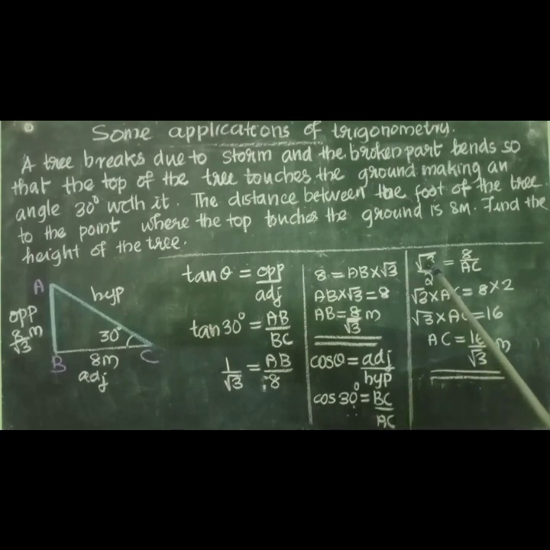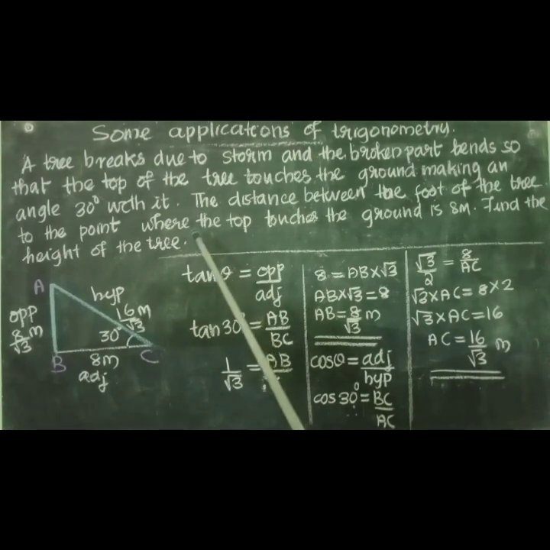We know cos 30 degree equal to root 3 by 2. So root 3 by 2 equal to 8 by AC. Let us cross multiply. We get root 3 into AC equal to 8 into 2. That is root 3 AC equal to 16. AC equal to 16 by root 3 meter.